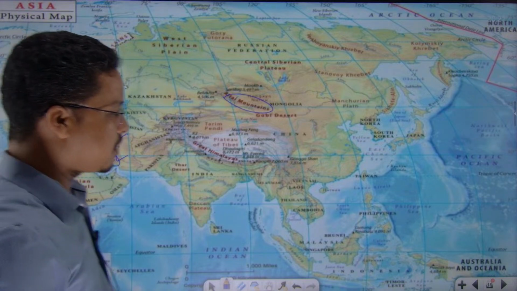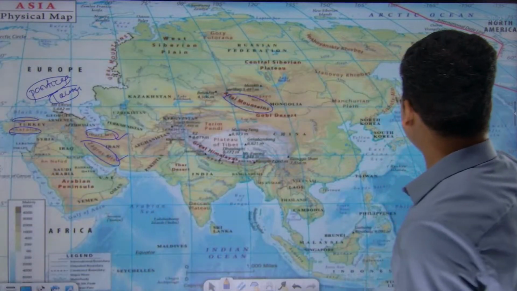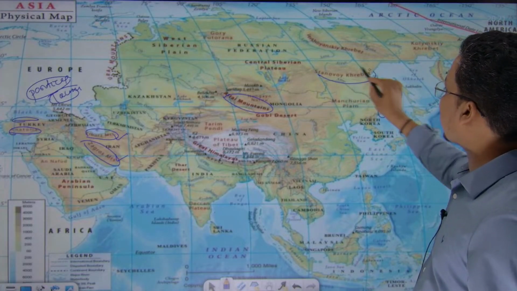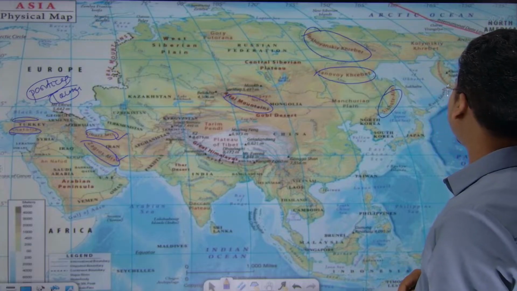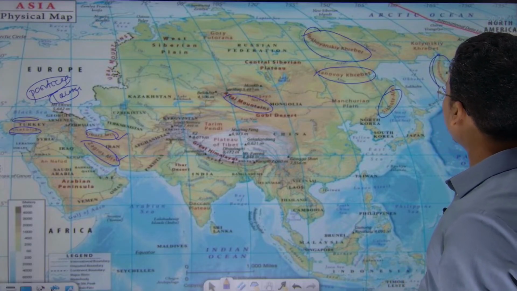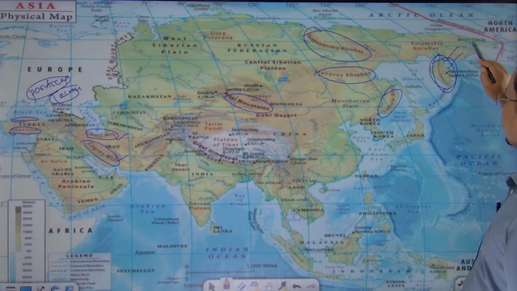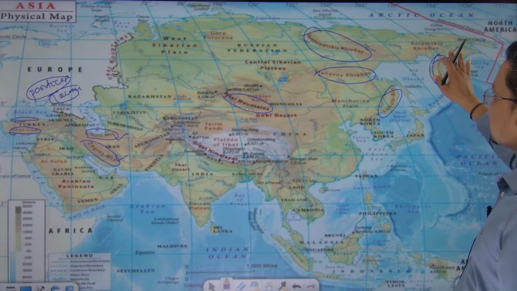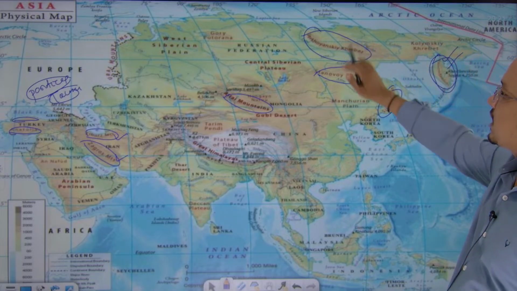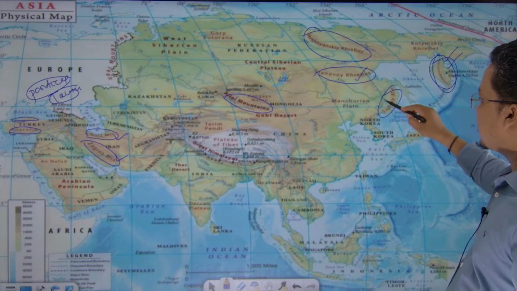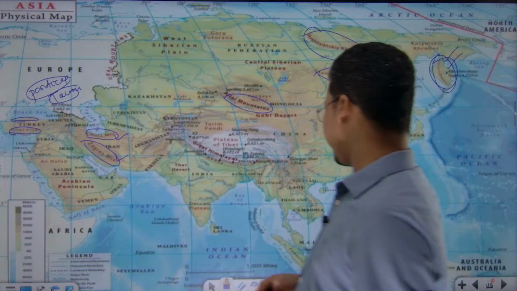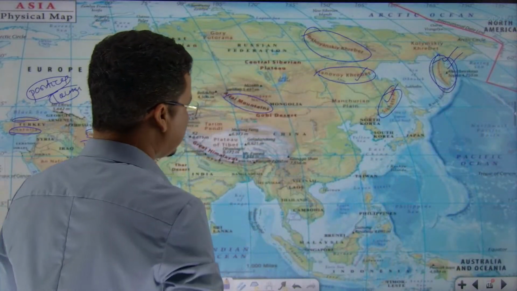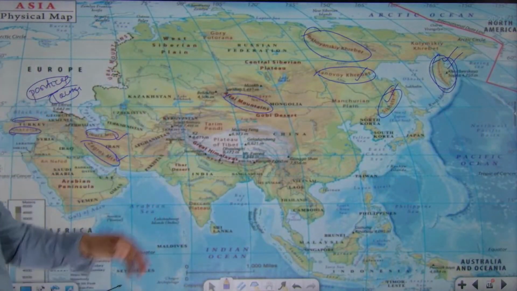Then when it comes to Russia, there is the Sikhote-Alin range, there is the Stanovoy range, there is the Verkhoyansk range, right. The Kolyma range, here would be your Kolyma range. This Kolyma range is very important. This region is Siberia, eastern Siberia: Kolyma range, Verkhoyansk range, Stanovoy range, Sikhote-Alin range, right. These mountain ranges are also important. So these are some important mountain ranges in this region.